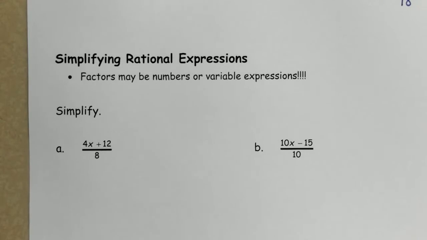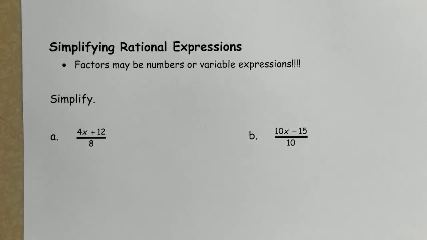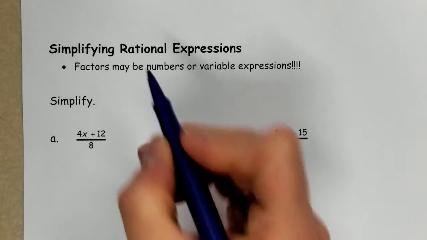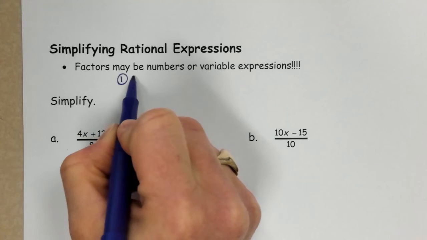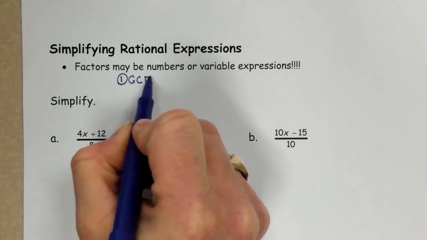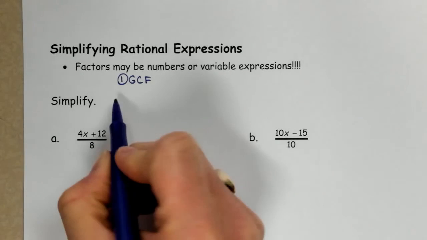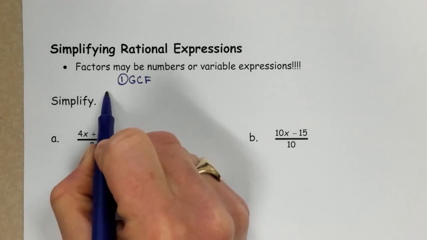Alright, so what if it's a rational expression, not a good old-fashioned elementary school fraction? Well, factoring just becomes a little more complicated. Factoring, remember, look first for a greatest common factor, and then try some of your strategies like difference of squares, if there's 2 terms.